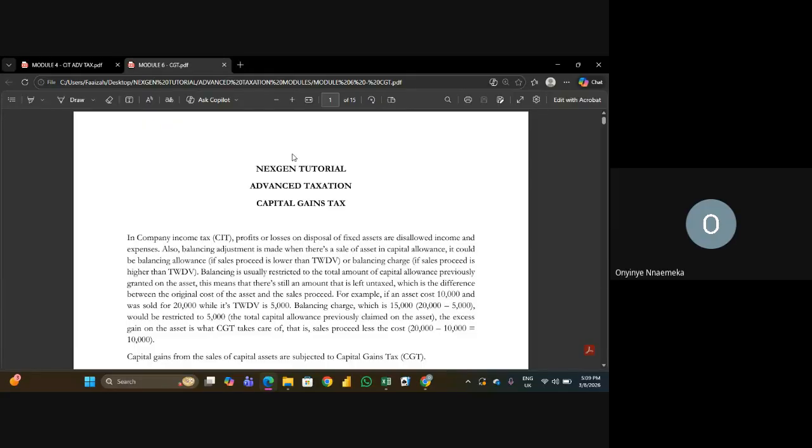Now, the excess gain on the asset is what CGT takes care of. That is sales proceeds less cost, the 20K minus the 10K. This is just succinct, because some people get confused that maybe we are calculating balancing charge, so why are we doing CGT again? This is like a mini differentiation between balancing charge and capital gains tax.